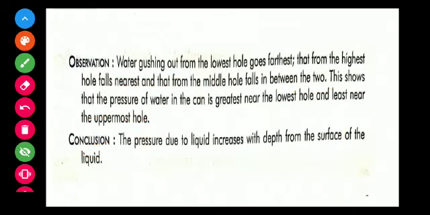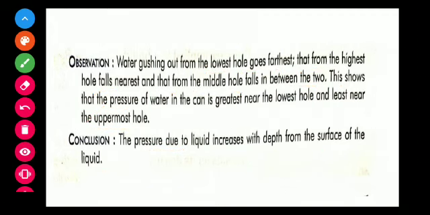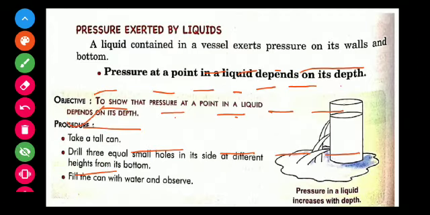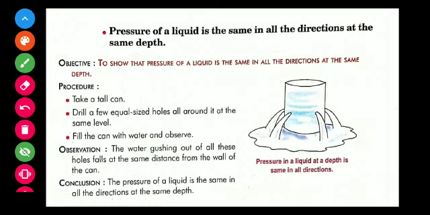This is your observation. Water going out from the lowest hole goes farthest, that from the highest hole falls nearest, and that from the middle hole falls in between the two. This shows that the pressure of water in the can is greater near the lowest hole and least at the uppermost hole. Therefore, what is the result? The pressure due to liquid increases with the depth from the surface of the liquid. The pressure increases with the depth of a liquid, and we measure the depth from the free surface of the liquid.